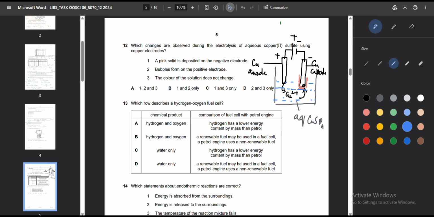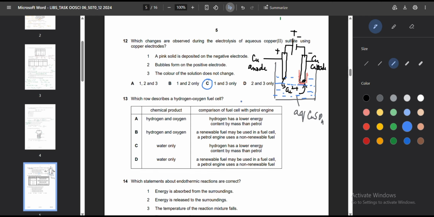So which option is the correct one? It is option C. That is 1 and 3: a pink solid is deposited at the negative electrode, and the color of the solution does not change. The color of the solution does not change because the concentration of copper ions remains constant. That's why the color of the solution does not fade away.